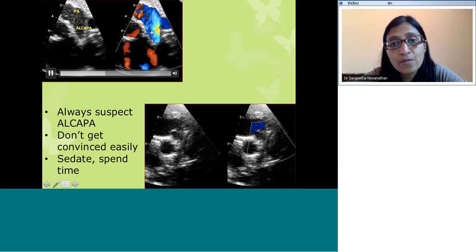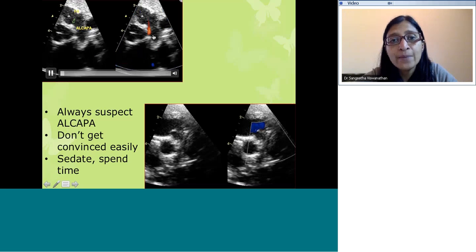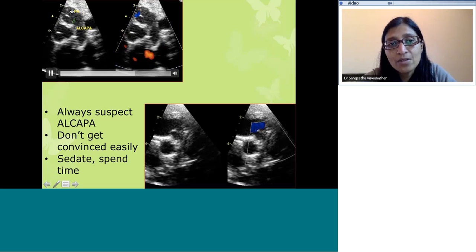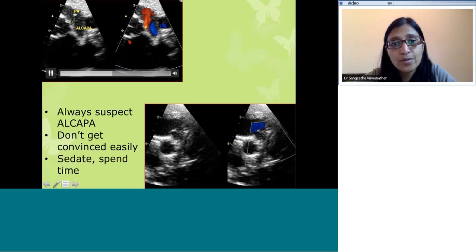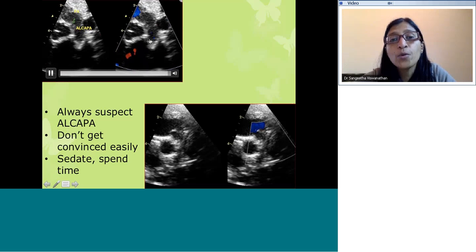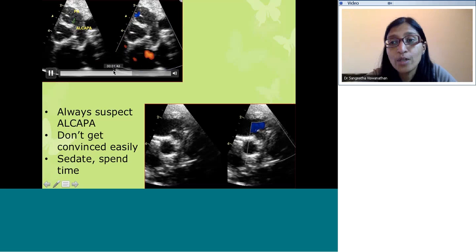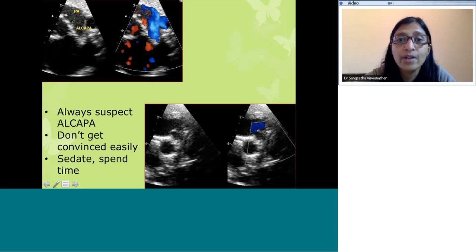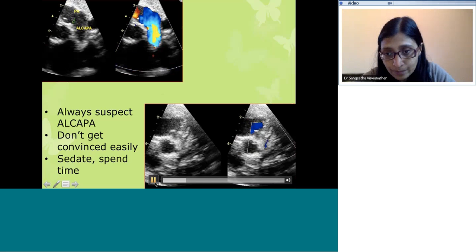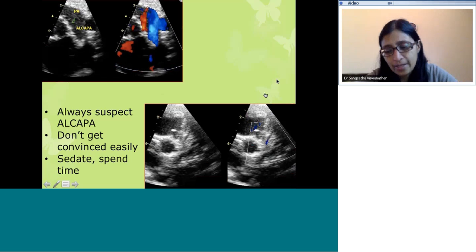So sometimes this flow can be confused with either pulmonary regurgitation or a small PDA. But you can clearly make out here that the pulmonary valve is more proximal. So it's definitely not PR, and this position of the flow is not typical of a PDA. And you also know that it's in the setting of a dilated dysfunctional heart with retrograde flow in the coronary. So this is where the ALCAPA is actually opening up. Just another illustration of the retrograde flow in the coronary arteries.